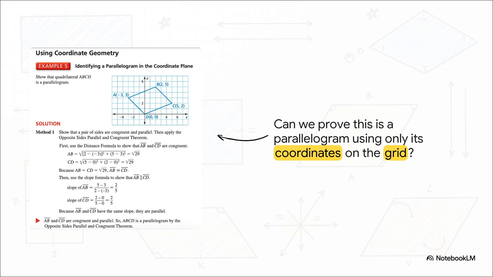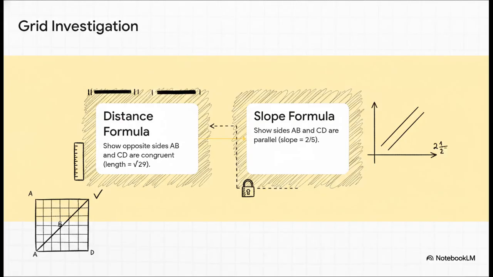So can we prove this is a parallelogram? You bet we can. Let's use that awesome shortcut tool again. Prove just one pair of sides is both congruent and parallel. We'll pick on sides AB and CD. First up, are they congruent? For that, we need the distance formula to find their lengths.